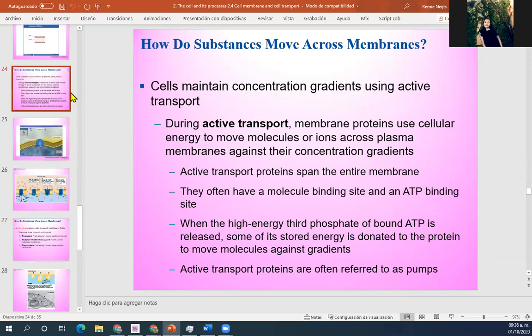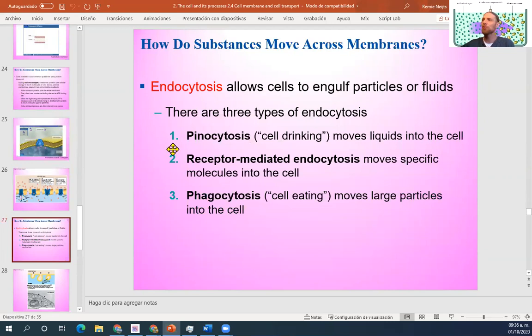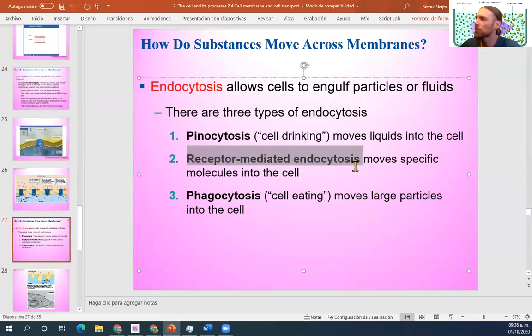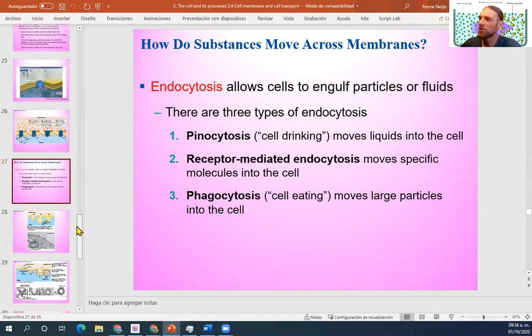Yes. Okay, so the first thing is, of course, active transport needs ATP, okay? And we have endocytosis and exocytosis. We have seen that already. Endocytosis is things going from outside to inside, and exocytosis is the reverse, from inside to the outside. In endocytosis, we have three types. We have pinocytosis, which is drinking. We have receptor-mediated endocytosis, which is basically that the molecule binds to the cell and then it's engulfed to be ingested. And phagocytosis is like cell eating, you know?